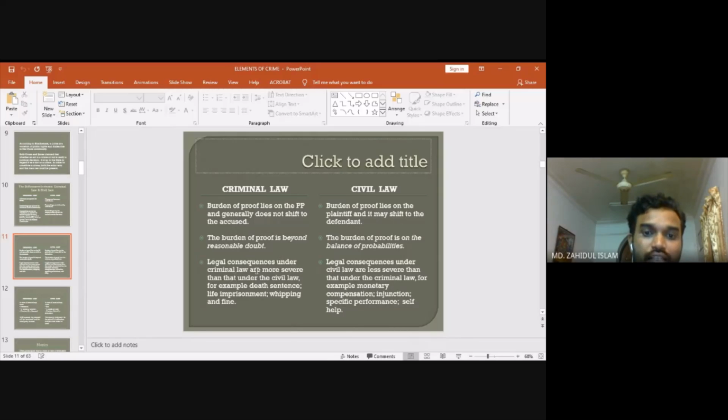Legal consequences under criminal law are more severe than those under civil law. For example, death sentence, life imprisonment, whipping, and fine. Legal consequences under civil law are less severe than criminal law. For example, mandatory compensation, injunction, specific performance, self-help. For private law, there is no life imprisonment and no death penalty, so it is less severe.